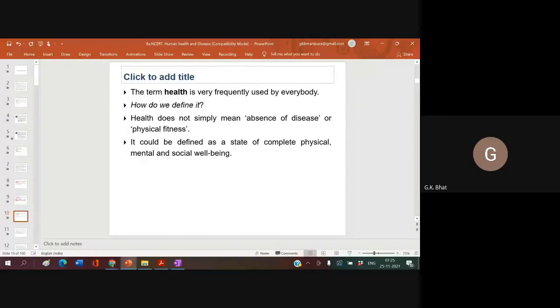The term health is very frequently used by everybody. How do we define health? Many times we say, I am healthy because I don't have any disease. Health does not simply mean absence of disease or physical fitness. Don't say, I am physically fit, I am healthy. It could be defined as a state of complete physical, mental, and social well-being. If at all you want to claim that, yes, I am healthy, you should be physically healthy, mentally healthy, and show social healthiness, right?